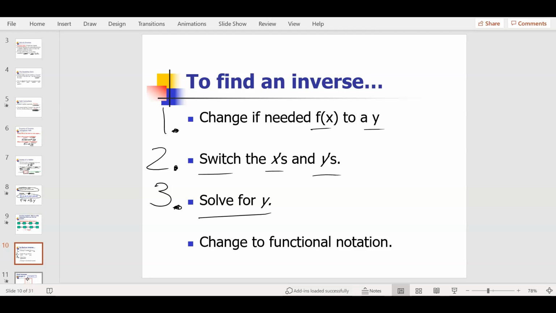And then last step is you need to change to functional notation. It looks like this: f inverse x. Go ahead and write that next to number 4. F with a little negative 1, x. Get that down? With the f inverse x. You wrote that down.